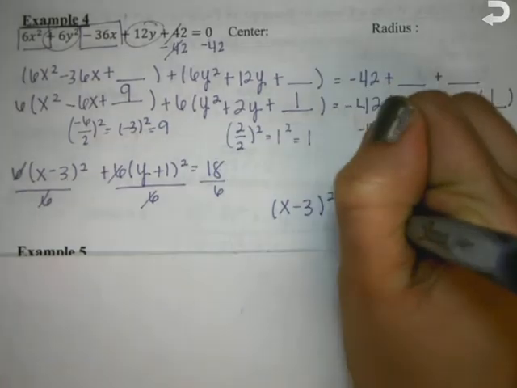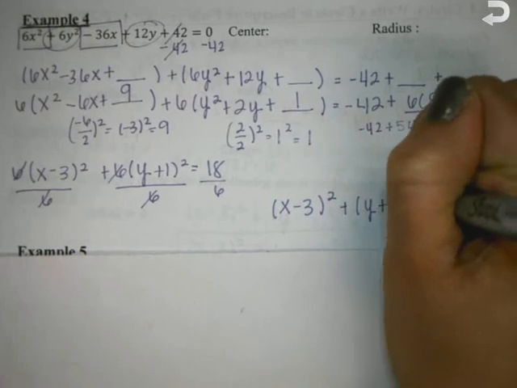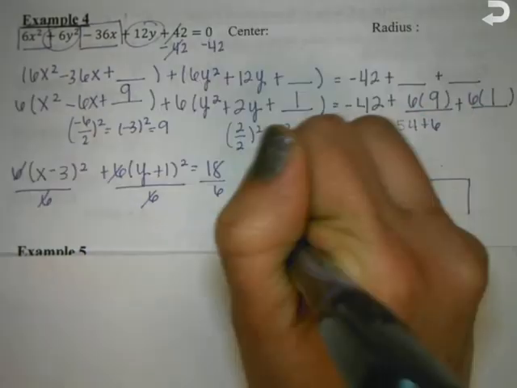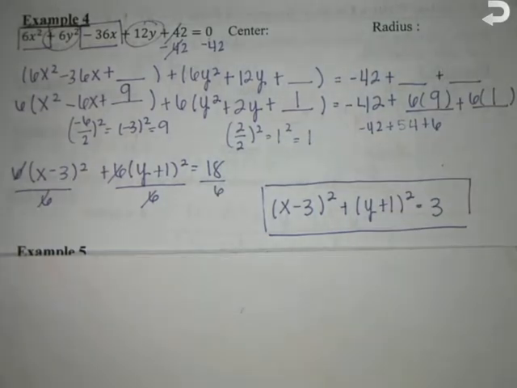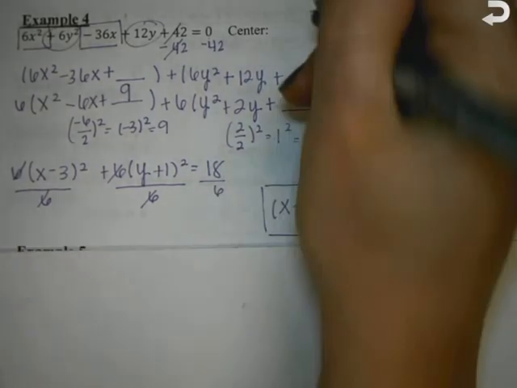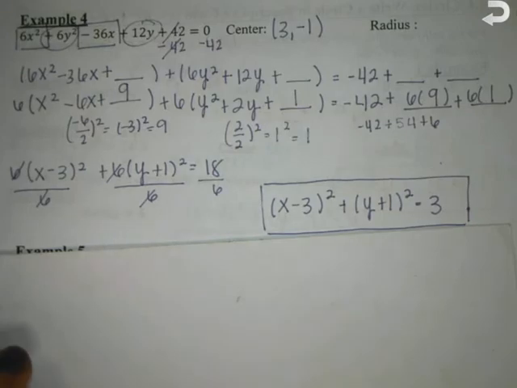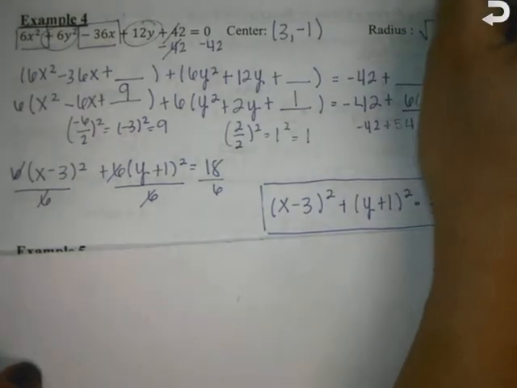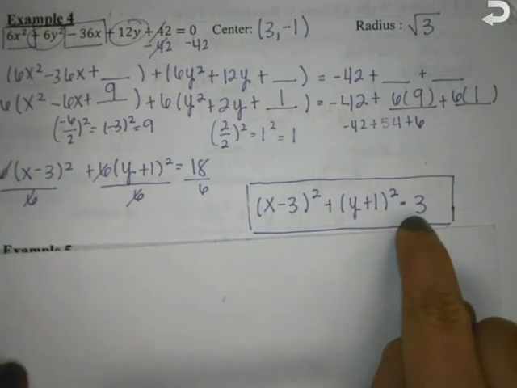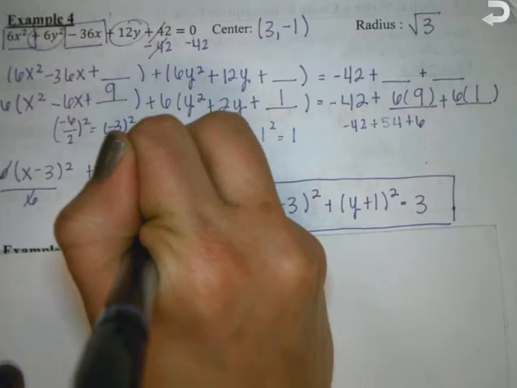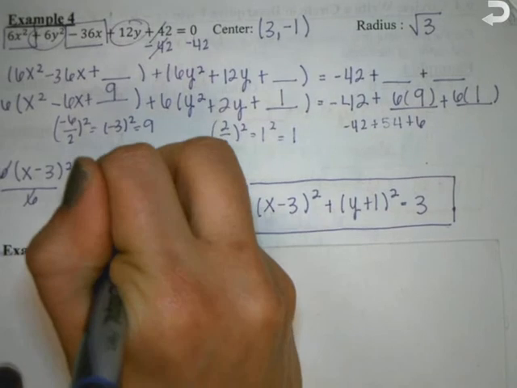From this, what is the center? Excellent. 3, negative 1. What is the radius? Square root of 3. Remember, this is the r squared, not the r. So we have to take the square root of both sides to get our r. Okay? So that's how we find r for the radius.